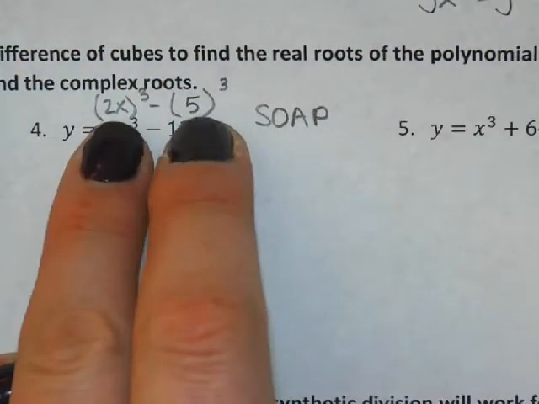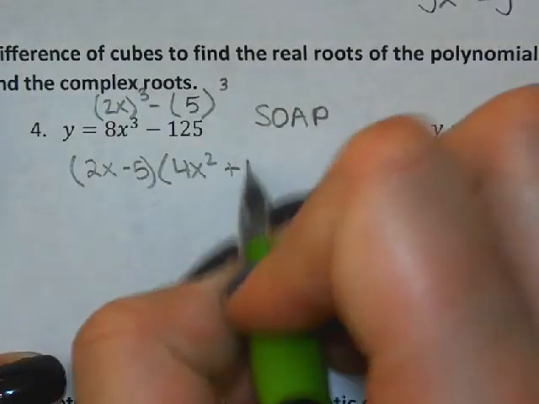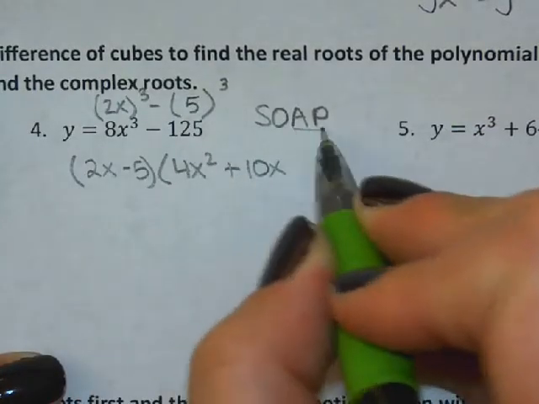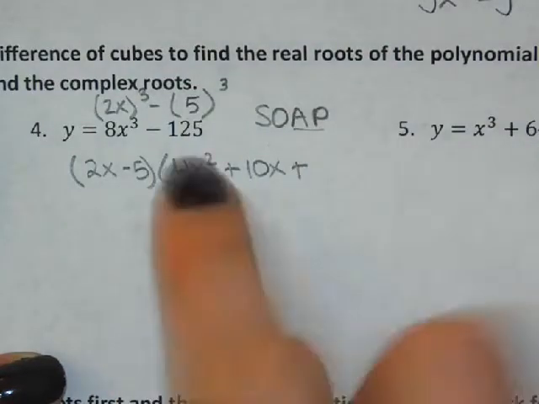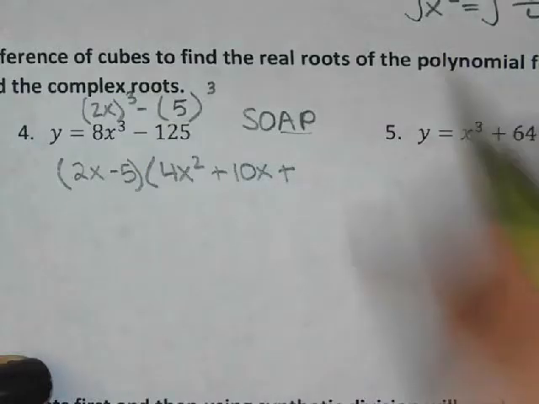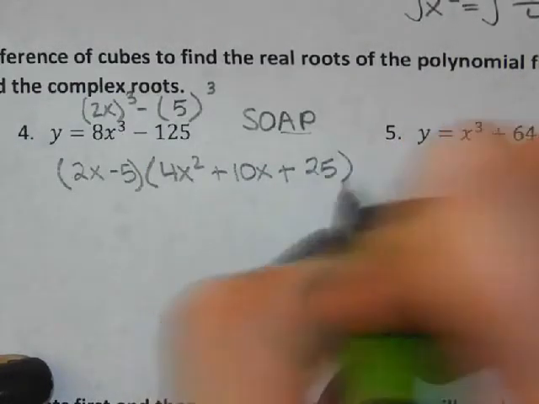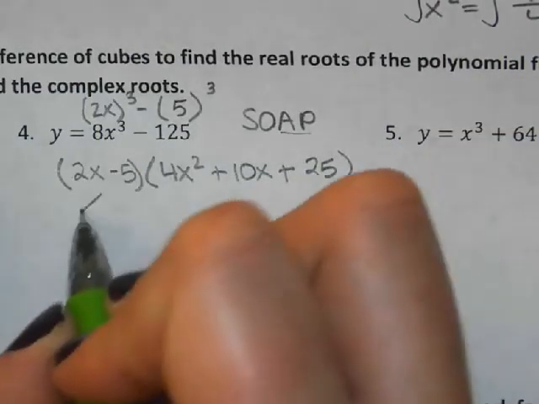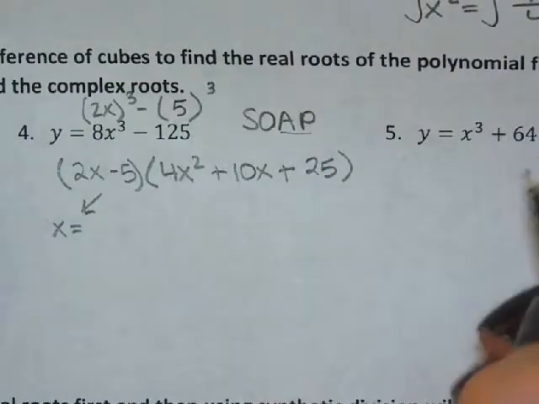And then we multiply the 2 together. 2x times 5 is 10x. And then we do always positive. And then we do the last term times itself. 25. Okay. So this factor right here gives you a real root.